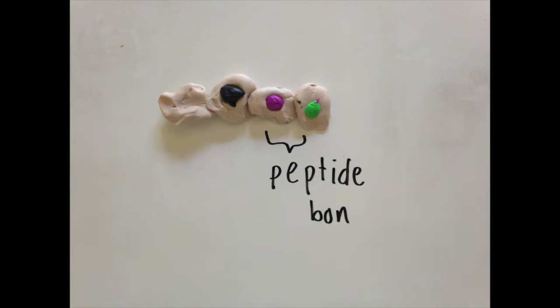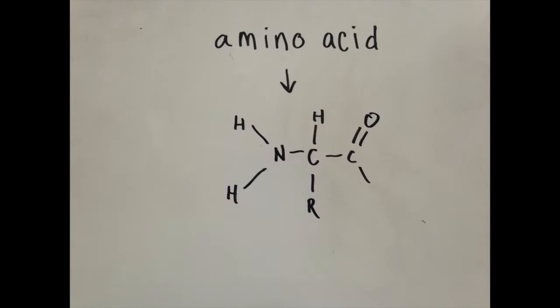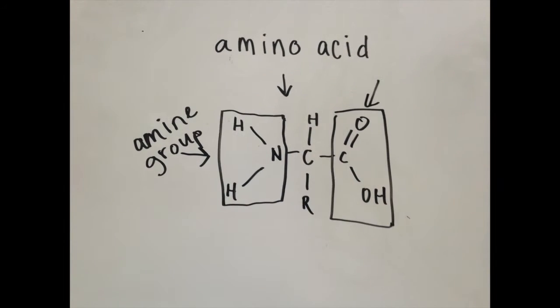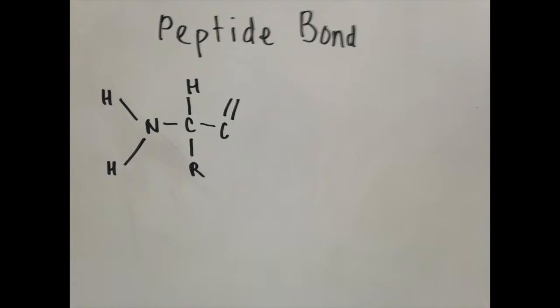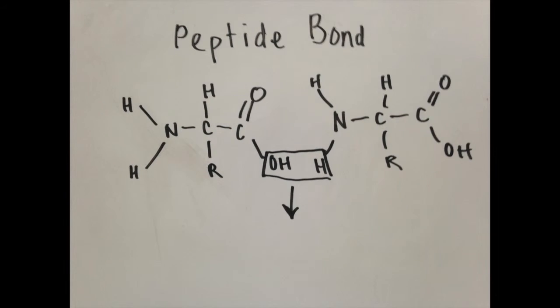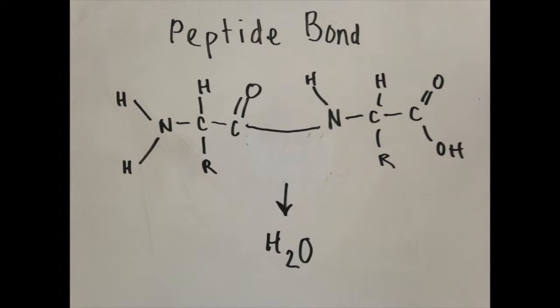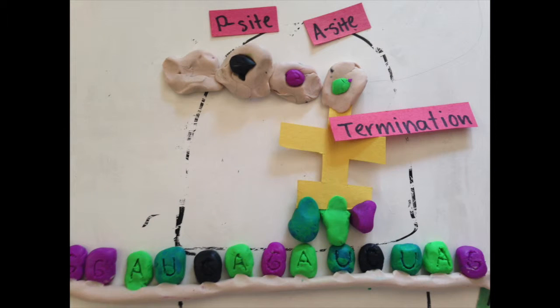But how do these amino acids bond together to create this chain? Turns out it's a peptide bond. Look at this amino acid as it appears on the screen. It has an amine group, and it has a carboxyl group. A peptide bond occurs when the amine group of one amino acid comes in contact with a carboxyl group of another amino acid. The reaction forms a bond and releases one molecule of water, which is why it's called dehydration synthesis.